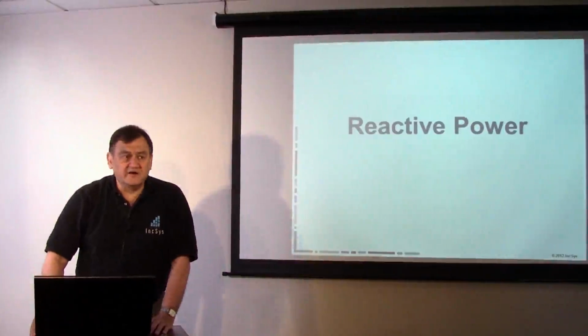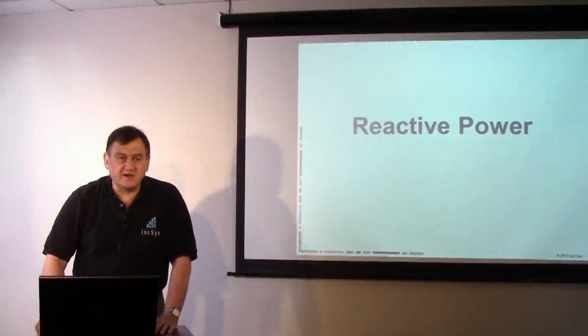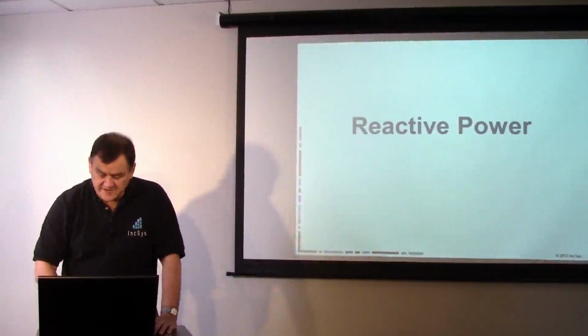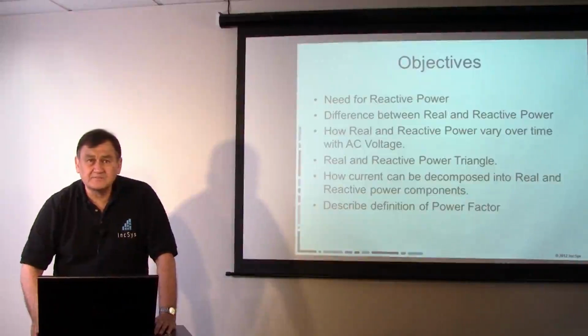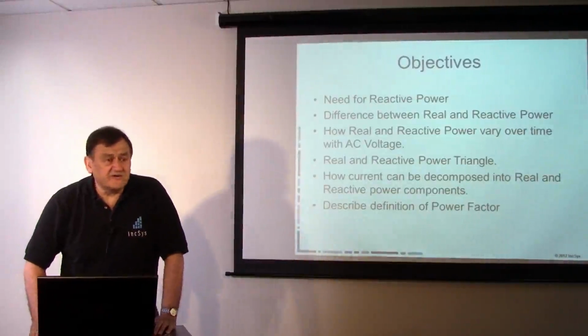So let's move on and look at reactive power. What is it? How do we define it? Why is it needed? And we'll cover the difference between real and reactive power, and how real and reactive power vary over time with the AC voltage going up and down at either 60 cycles or 50 cycles a second.